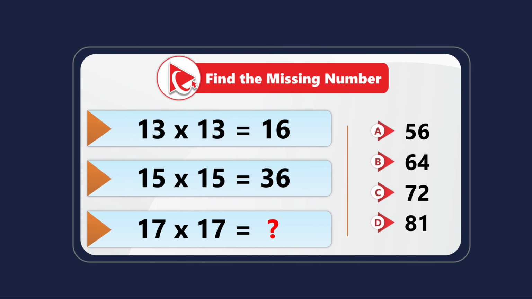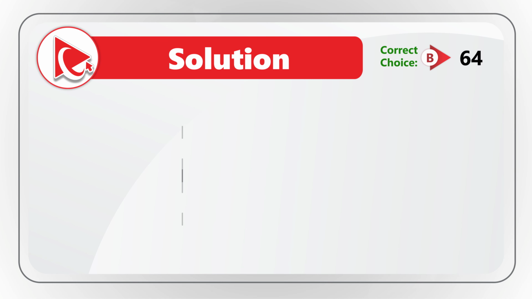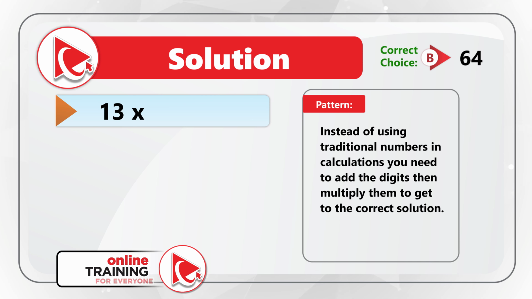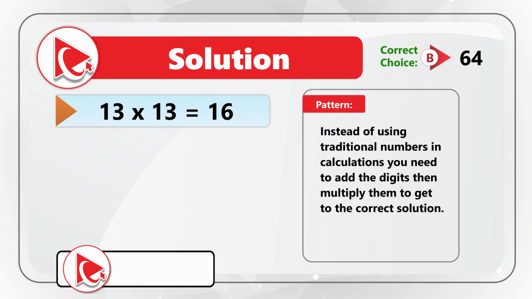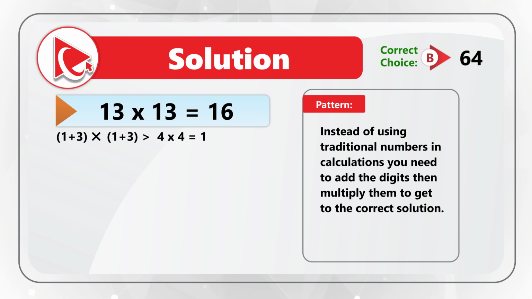Because the correct answer, choice B, 64, is calculated very easily. The pattern here is that instead of using traditional numbers in calculations, you need to add the digits and then multiply them to get to the correct solution. So let's look at the first expression. 13 multiplied by 13 equals 16. In reality, you need to sum up 1 plus 3, then multiply at another expression 1 plus 3, which would be 4 multiplied by 4, which would be equal 16.